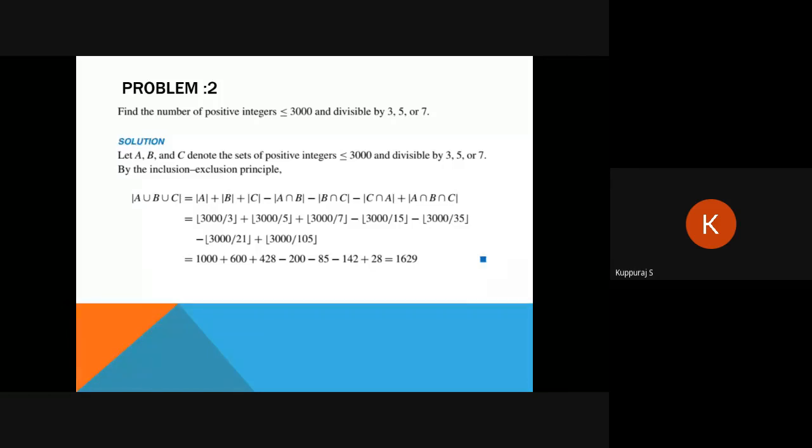Then similarly 3000 by 7, after that just find 3000 by 7, again divided by 3, you will get 3000 by 21. Then 3000 by 105 we already found, so just find the values and calculate it. Finally you get 1629. So this is your answer for the number of positive integers less than or equal to 3000 which are divisible by 3, 5 or 7. The answer is 1629 integers which are less than 3000 and divisible by 3 or 5 or 7.